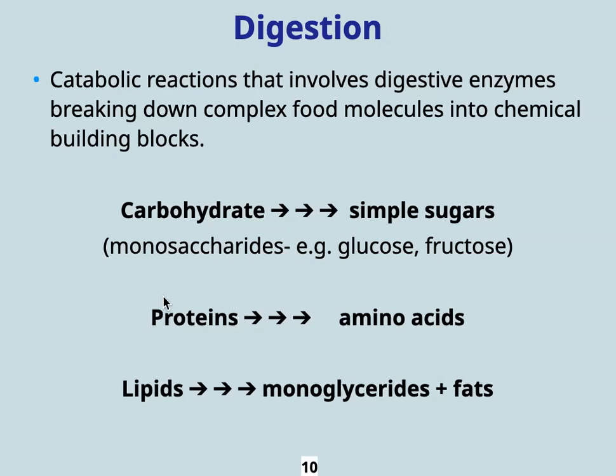Proteins are polymers of amino acids. So we can see amino acids as building blocks for proteins. And similarly, monoglycerides and fatty acids combined together yield lipids. And so lipids can be broken down into these monomers. And these monomers are the ones that are then absorbed through the digestive tract into blood or into lymphatic vessels.